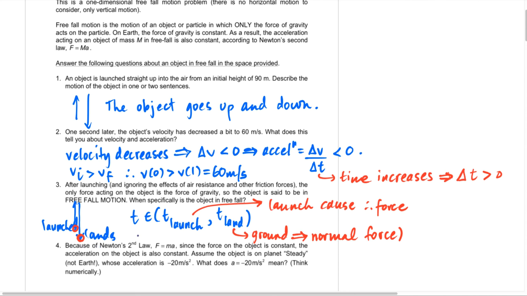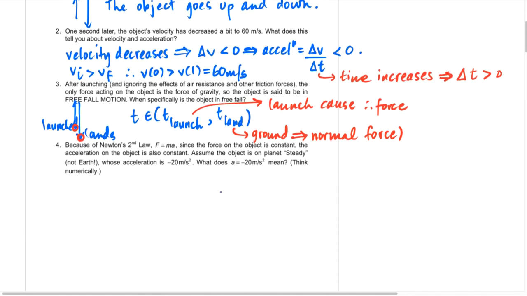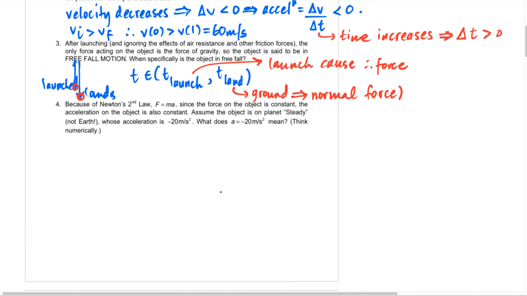And then in number 4 it says, because of Newton's second law, F equals ma, since the force on the ground on the object is constant, the acceleration is also constant. That's because the mass is constant. So if we assume that we are on some fictitious planet called steady, it's just called steady because it means it has a constant acceleration. And if the acceleration on this fictitious planet is negative 20 meters per second squared, what does that mean?